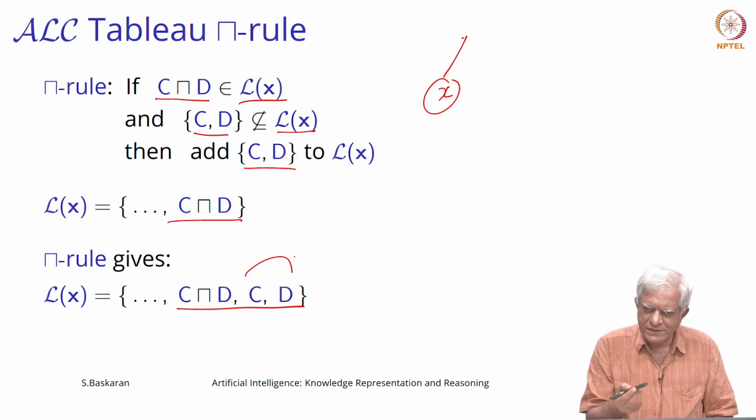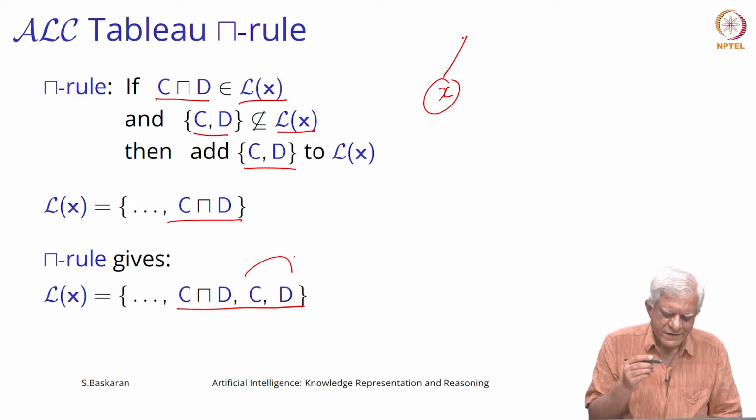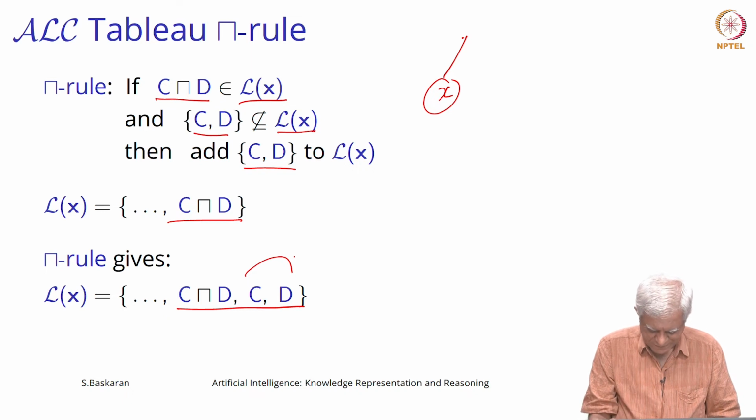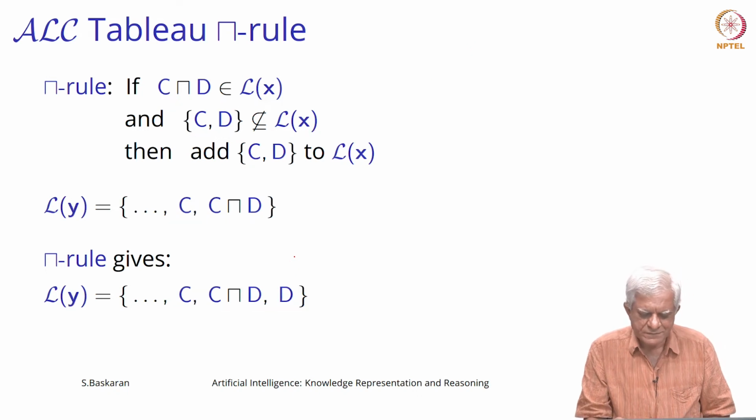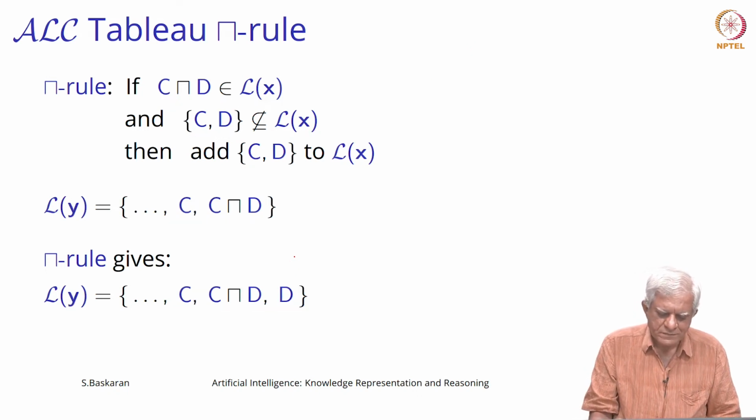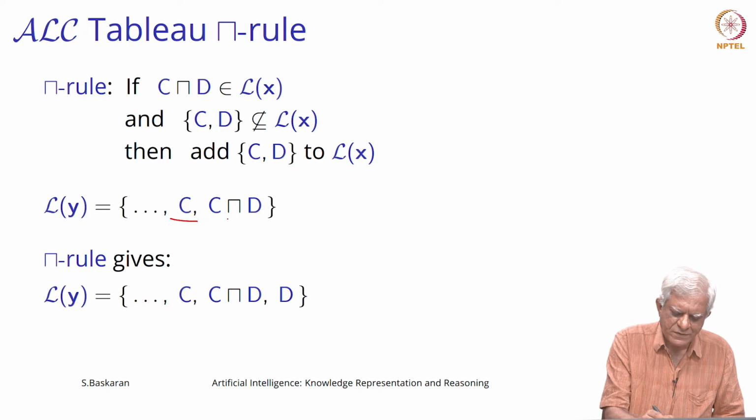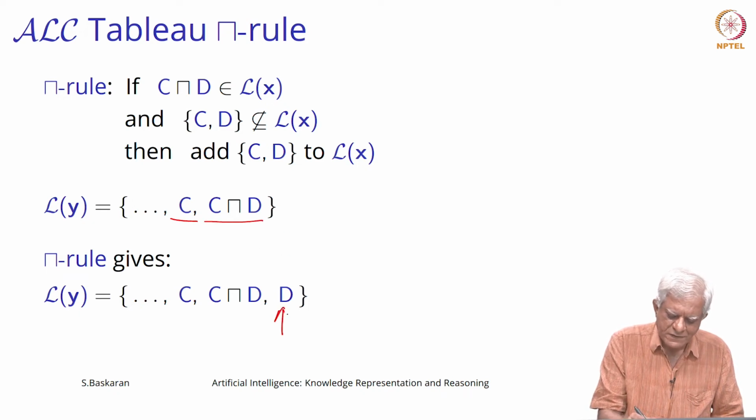So, this follows from the meaning of intersection, that X belongs to the class C intersection D means X belongs to C and X belongs to D. So, again we are trying to eliminate operators, just like we did earlier. If one of them happens to be already in the label set, it does not matter, we add the other one to the label set.